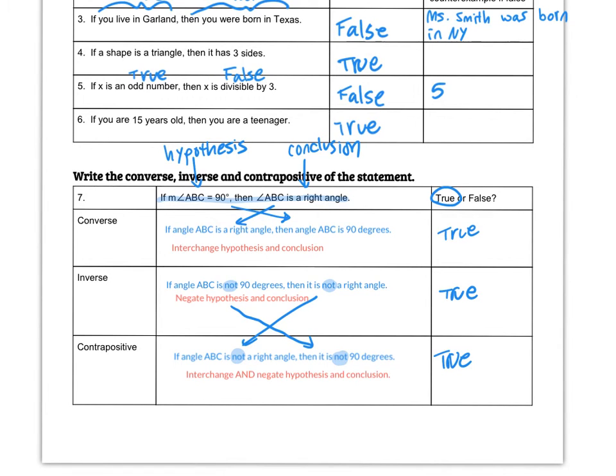So in red here, I've written the steps that you use to write the converse, inverse, and contrapositive of a conditional statement. To write the converse, you interchange, that means switch, the hypothesis and conclusion. To write the inverse, you negate the hypothesis and conclusion, which usually involves writing the word not, like we did here. And then for the contrapositive, you both interchange and negate the hypothesis and conclusion. So we switched them and we added the word not. So that's how we write our statements.